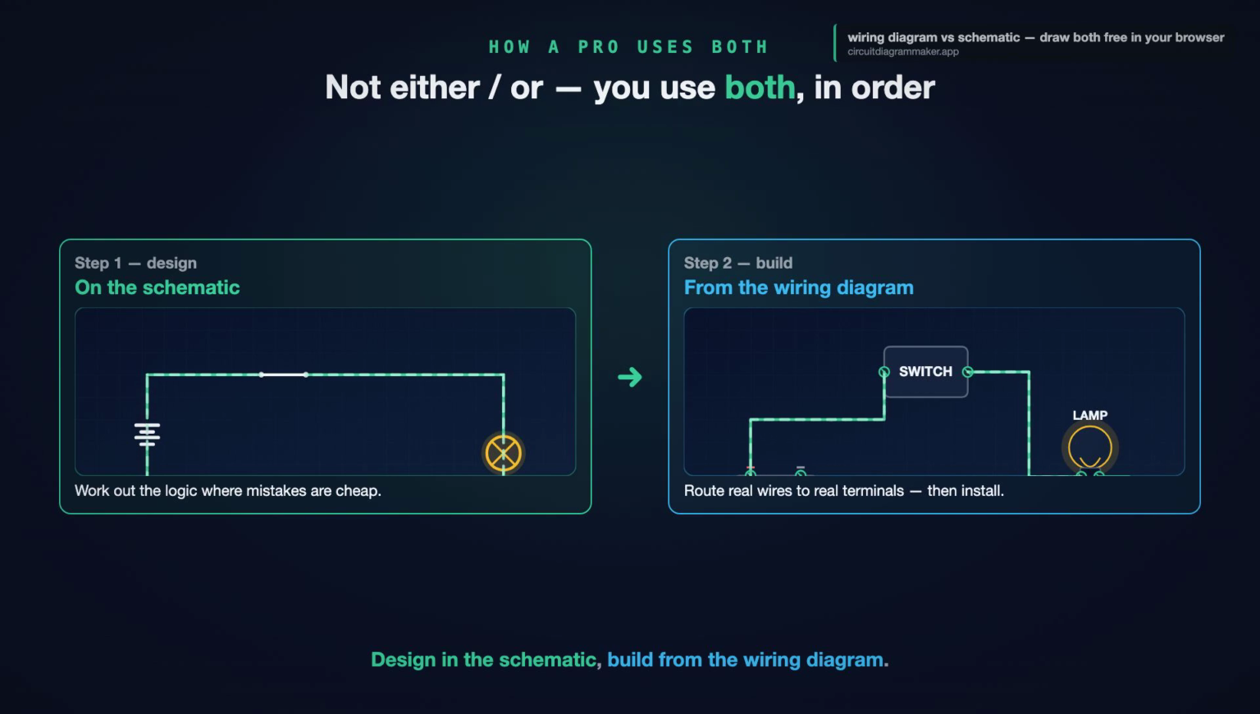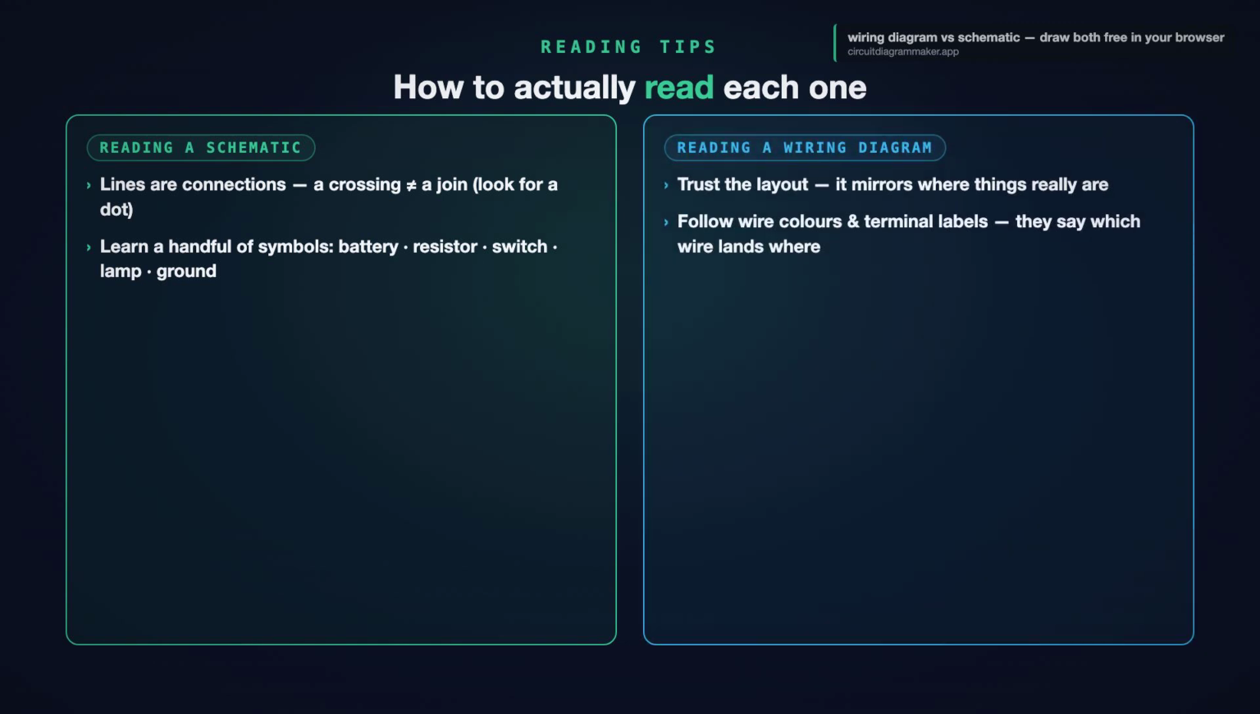A few quick tips for reading each one. On a schematic, follow the lines as pure connections, not as physical wires. A line crossing another does not mean they touch unless there is a solder dot. Learn the handful of common symbols: battery, resistor, switch, lamp, ground, and most schematics open right up.